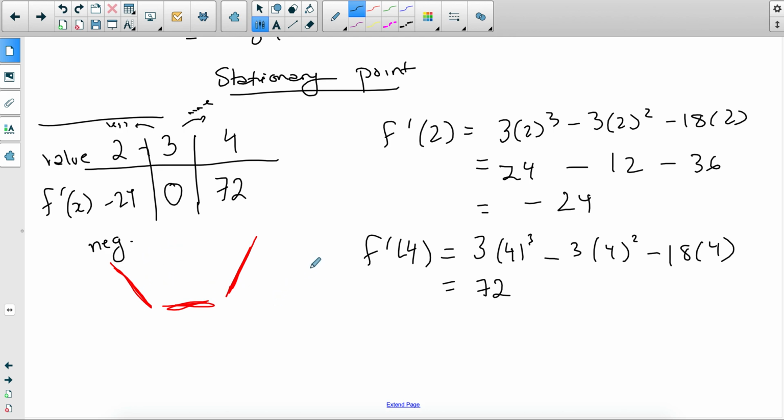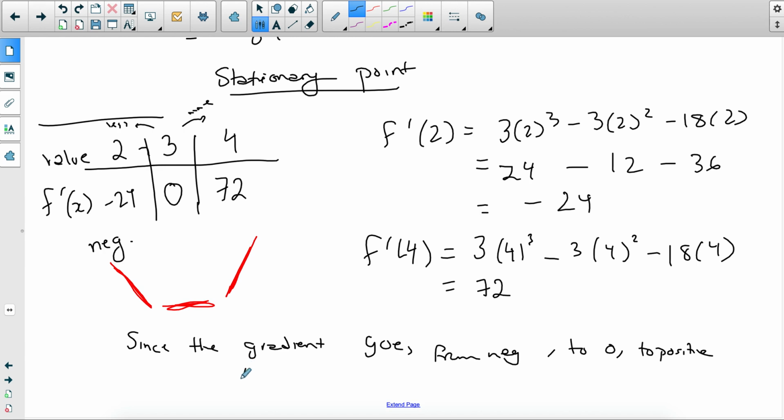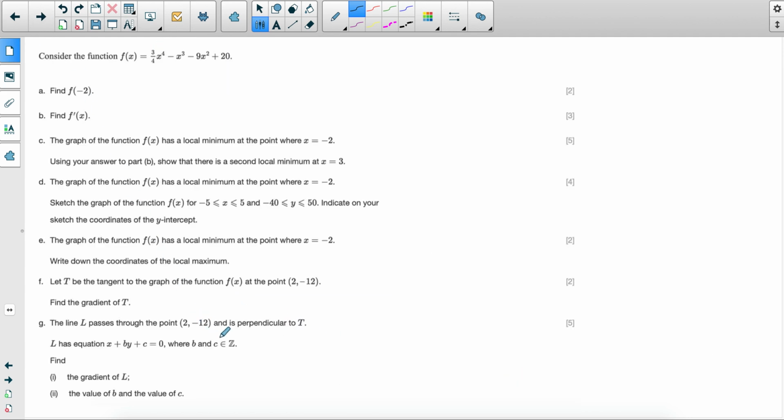So this is an explanation you could use. So since the gradient goes from negative to 0 to positive, then it's a local minimum. Okay, so that's you getting the 5 marks.